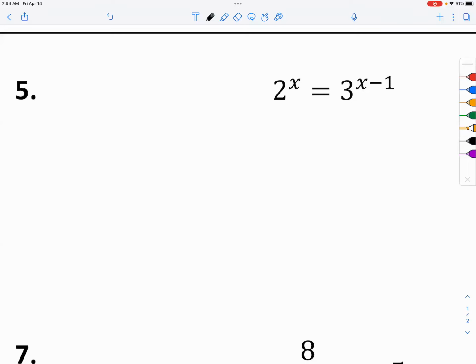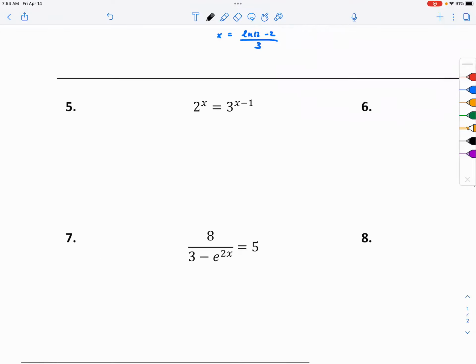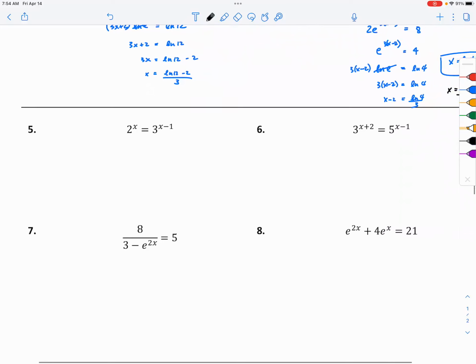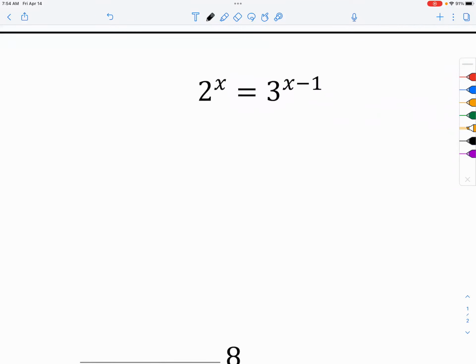So let's take a look at number 5. Now, why do I separate number 5 from 5, 6, 7, and 8, these 4 questions, from 1, 2, 3, 4? You'll see this in a moment, okay? Now, so again, the exponents is where we find the x, okay? So we need to rescue them.